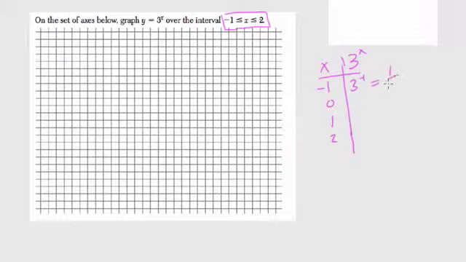That's just 1 over 3. And then 3 to the 0, which is just 1. And then 3 to the first, which is 3. And, sorry, not 2, 3 to the second, which is 3 squared, or 9.